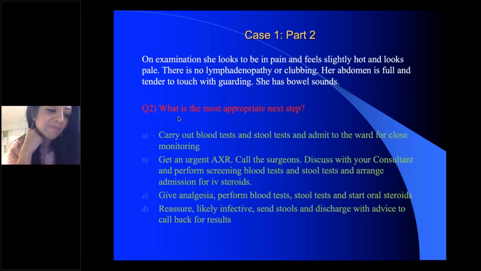I'm hoping you all, and I've been told by my reliable trainee here that most of you have gone for B, and absolutely right. So this is a girl that you have to worry about toxic megacolon. She's peritonitic, she's febrile, she's got acute severe colitis. You absolutely, even before you call your consultant on call, get the abdo x-ray, call your surgeons, that is not wrong. Involve them early.